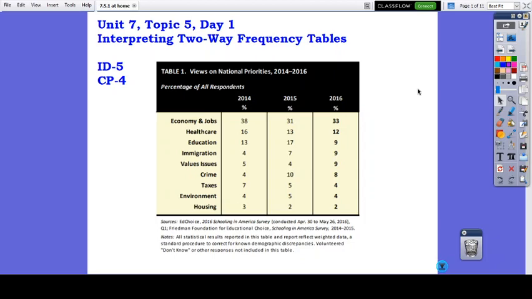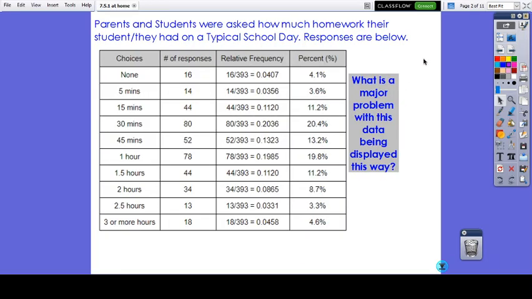So this is interpreting two-way frequency tables. What you see here is a two-way frequency table. It's got one set of data or variable on the side and one set of data at the top. And so there are two different directions that you can read the table, okay? There are a lot of things with two-way frequency tables. You've got to really stop and read and think when you start looking at these.